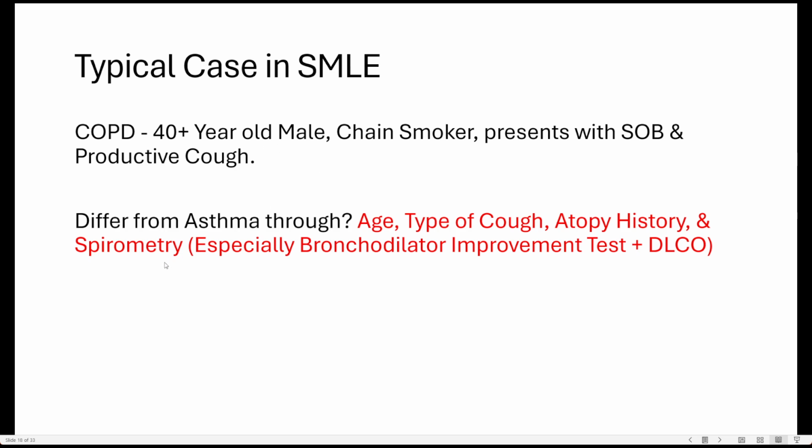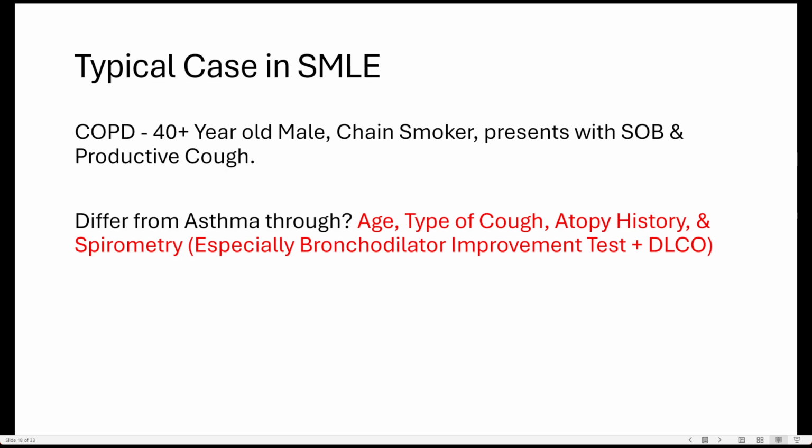What about spirometry? In spirometry, you might see the same FEV1/FVC ratio. They're both obstructive lung diseases, so the ratio might be less than 70%. However, if you give the patient a bronchodilator and you assess the FEV1, if it improved by 12%, this is asthma, because asthma is a reversible condition. There's bronchoconstriction, there is obstruction, but it is reversible. So if you give a bronchodilator, the patient's symptoms will improve.